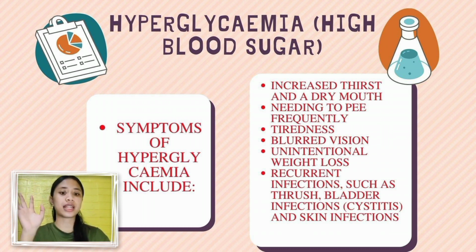Number 5 is unintentional weight loss. Hindi ka naman nagda-diet, hindi ka naman nag-e-exercise, pero kusang pumapayat ang iyong katawan. Unti-unting bumabawas ang timbang mo. Number 6 is recurrent infections such as thrush, bladder infections, and skin infections. These symptoms of hyperglycemia can also be due to undiagnosed diabetes. So, see your GP if this applies to you. You can have a test to check for the condition.